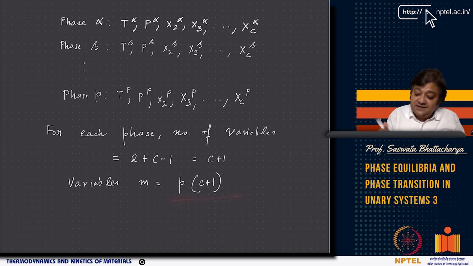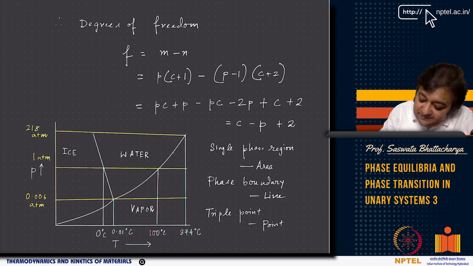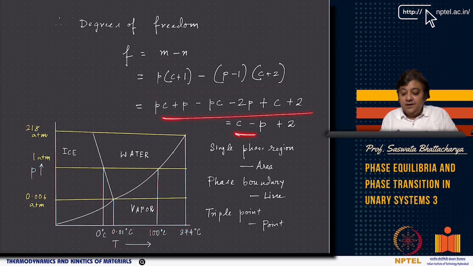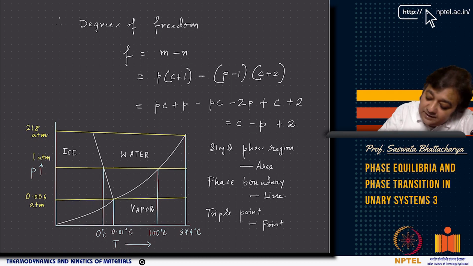Now it becomes very easy. I can find degrees of freedom as number of variables minus number of equations, which, if you simplify, comes out to be C minus P plus 2. If temperature and pressure both are taken, then it becomes C minus P plus 2. However, for condensed phases, that is solid and liquid, often we ignore pressure, and then the degrees of freedom become F equals C minus P plus 1 for condensed phase systems. That means there is no gaseous phase.